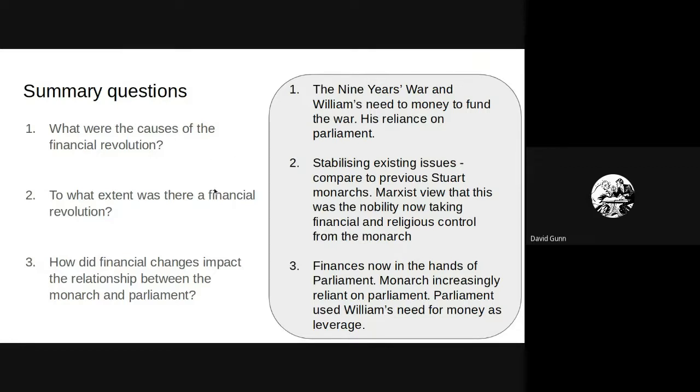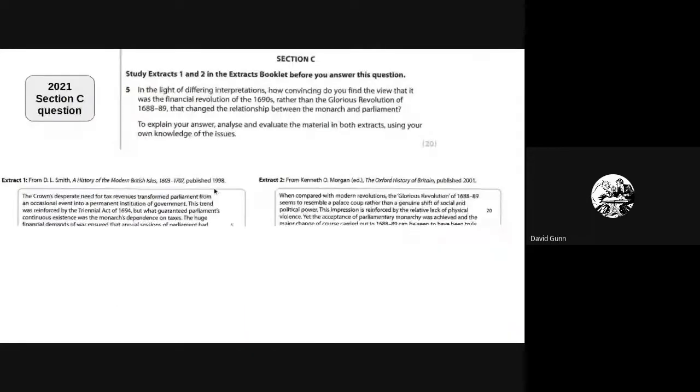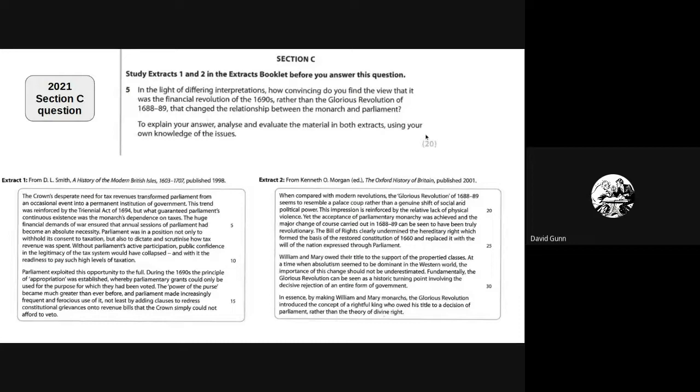Anyway, last but not least, now we're on to some interpretations. So this is the 2021 paper, and I don't have time to go through this. As I've said before, I've done a video going through the structure for the interpretation section of paper one, with how to answer these questions. And at some point, I probably will do a video where I go through a paper in lots of detail and plan it out. So what I'm just going to do is read the question and then give you what these interpretations say. Then if you wanted to, you could plan this out yourself.